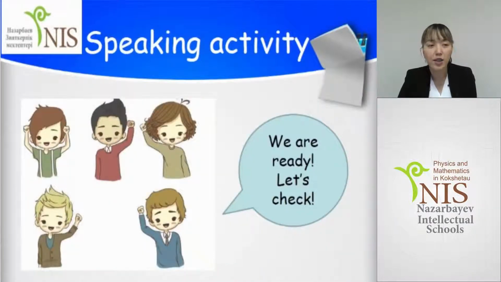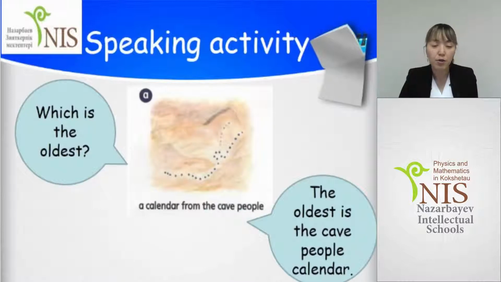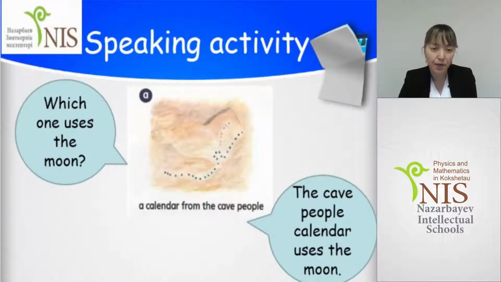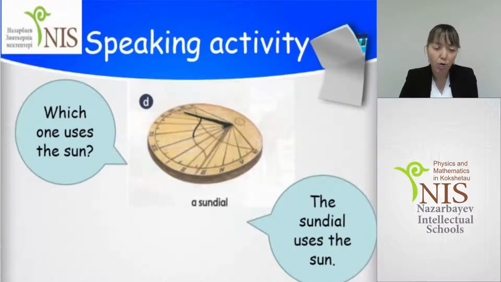Okay, now let's check your answers. So which one is the oldest? The oldest is the cave people calendar. Which one uses the moon? The cave people calendar uses the moon. Which one uses the sun? The sundial uses the sun.